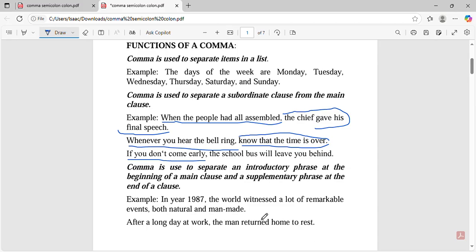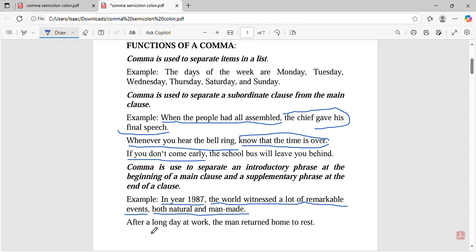For example, you have, in the year 1987. This is an introductory phrase. So you separate it or you cut it off from the main clause. This is your main clause. The world witnessed a lot of remarkable events. Then this one here is a supplementary phrase coming at the end of the main clause. Both natural and man-made. So you're going to separate the introductory phrase and the supplementary phrase at the end of the main clause using commas. And that's another important function of a comma.